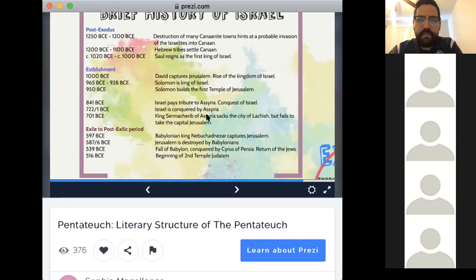And you have the conquest of Israel. Israel is going to be conquered by Assyria. King Sennacherib of Assyria is going to sack the city of Lachish, but fails to take the capital of Jerusalem. And then post-exile, Babylon captures. We talked about this in Biblit, that Israel, the north, gets taken over by Assyria, and Judah, the south, gets taken over by Babylon. The Babylonian king captures Jerusalem, and Jerusalem is destroyed. Then there is the fall of Babylon, conquered by Cyrus of Persia, the return of the Jews, and the beginning of Second Temple Judaism right around 516.